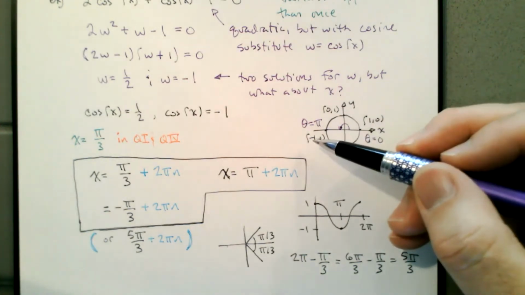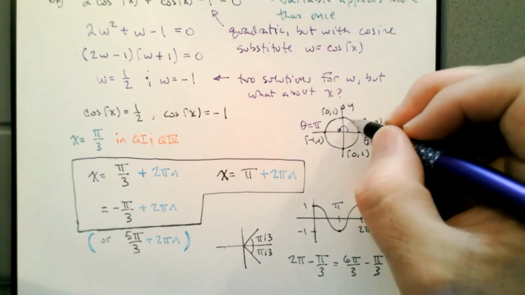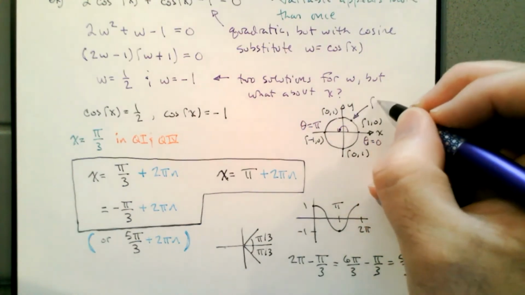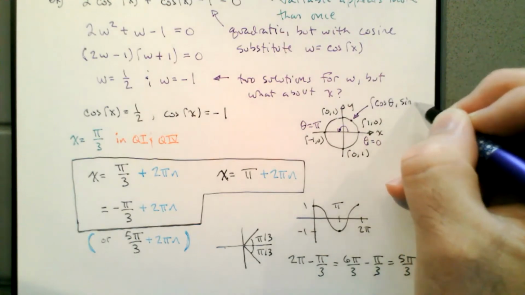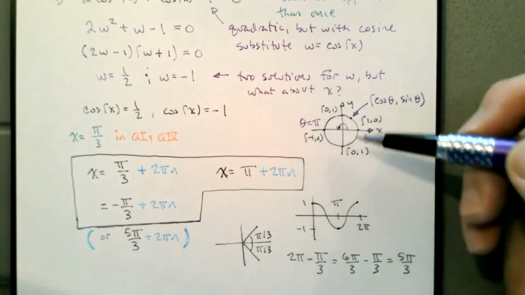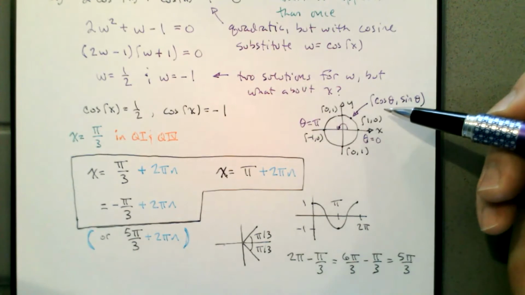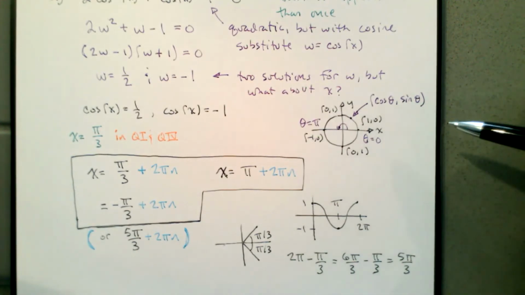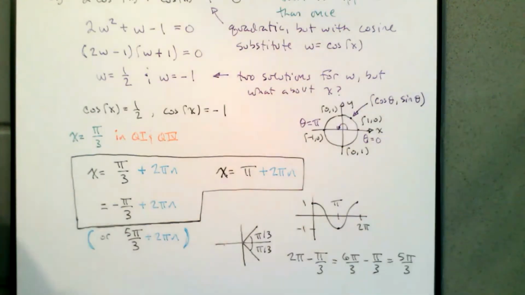No, we're just looking for the x coordinate. Because remember, any point on the unit circle, the coordinates are cosine theta and sine theta. So if I'm saying cosine of theta is equal to -1, I'm looking for points on the unit circle that have an x coordinate of -1. When I say cosine x equals -1, x is a bad choice there. Cosine of theta equals -1. I'm looking for the theta on the unit circle that has an x coordinate of -1.